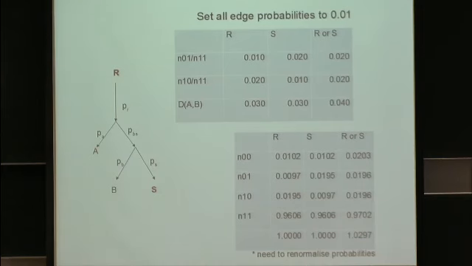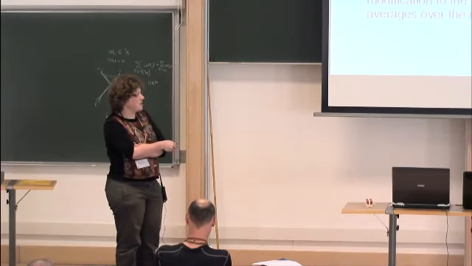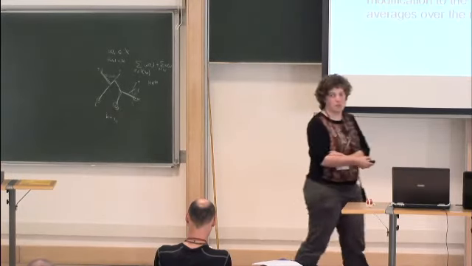Those hand-worked examples basically suggest that we need to go back and do some more simulations. In the case of unknown references, where maybe you don't know what the reference taxa are, we want to think about taking a maximum over these distances with regard to all the possible reference taxa. And if you know what the references are, you probably don't want to be doing what we were doing with this generalized Dollo where you average over everything. You really probably just want to average over the reference taxa and treat them separately.